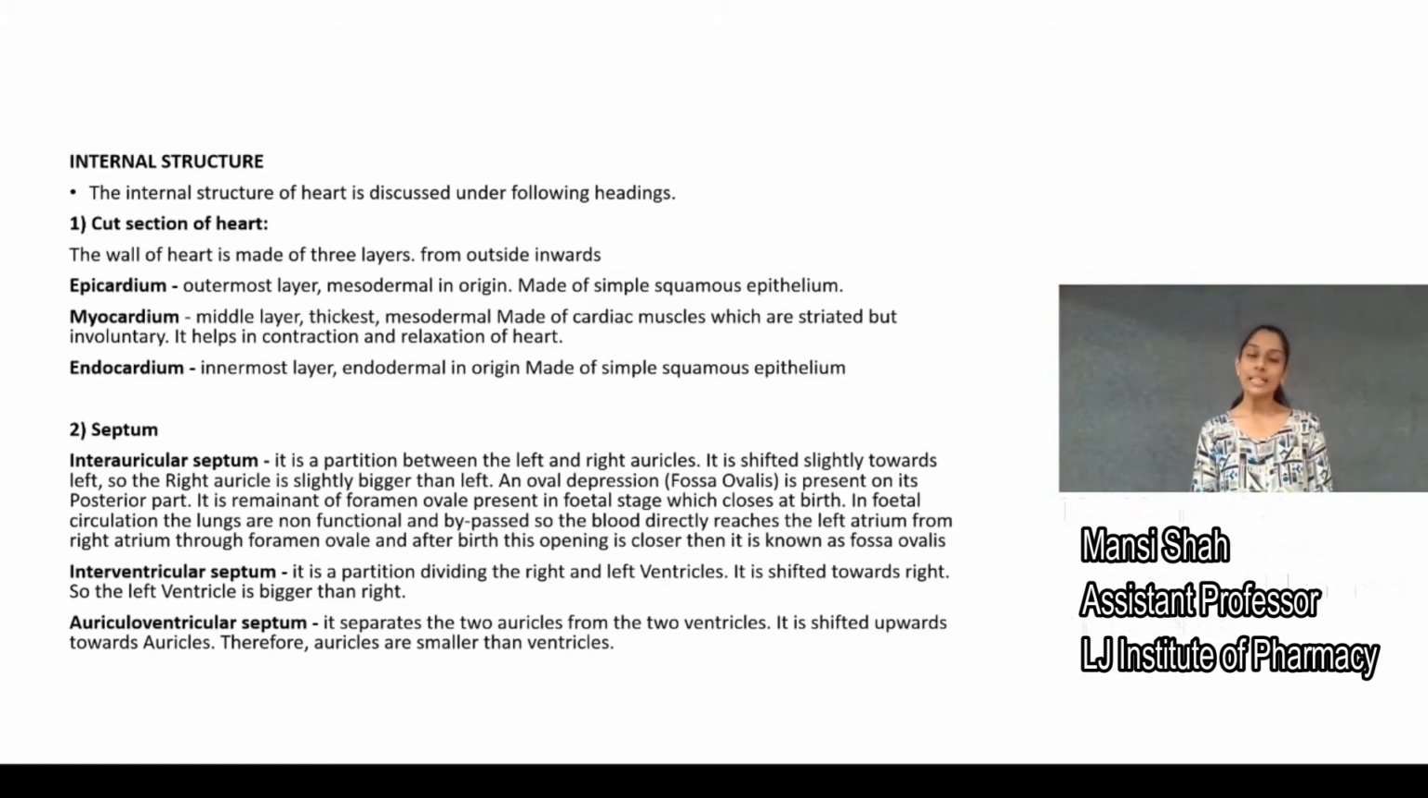Next, it is interventricular septum. It is a partition dividing left and right ventricles. It is shifted towards right, so the left ventricle is bigger than right. Then auriculoventricular septum, that is, it separates 2 auricles from 2 ventricles. It is shifted upwards towards auricles. Therefore, auricles are smaller as compared to that of ventricles.